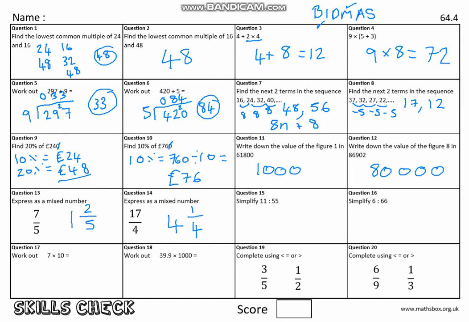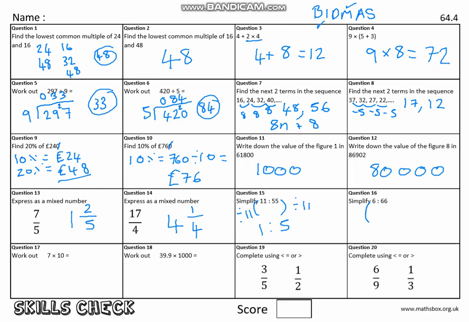Okay? Next one then says simplify 11 to 55. Now a ratio, when we're simplifying it, we do exactly the same as we do for fractions. We find the highest number that goes into both and then divide both sides by it. Well, the highest number that goes into both of these is 11, so we can divide both sides by 11. 1, 11 goes into 11, and 5 fit into 55. So that's that ratio simplified.